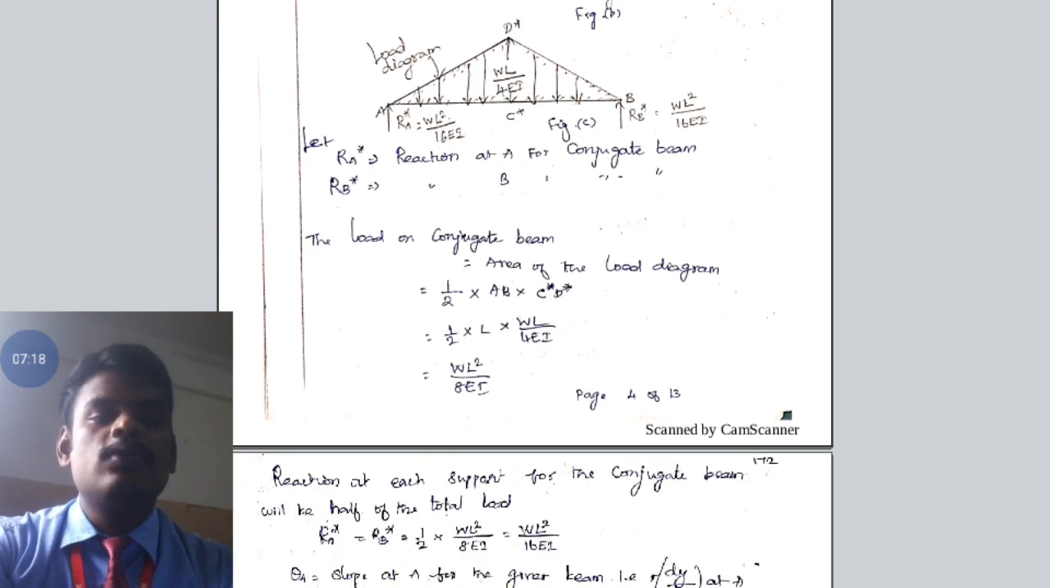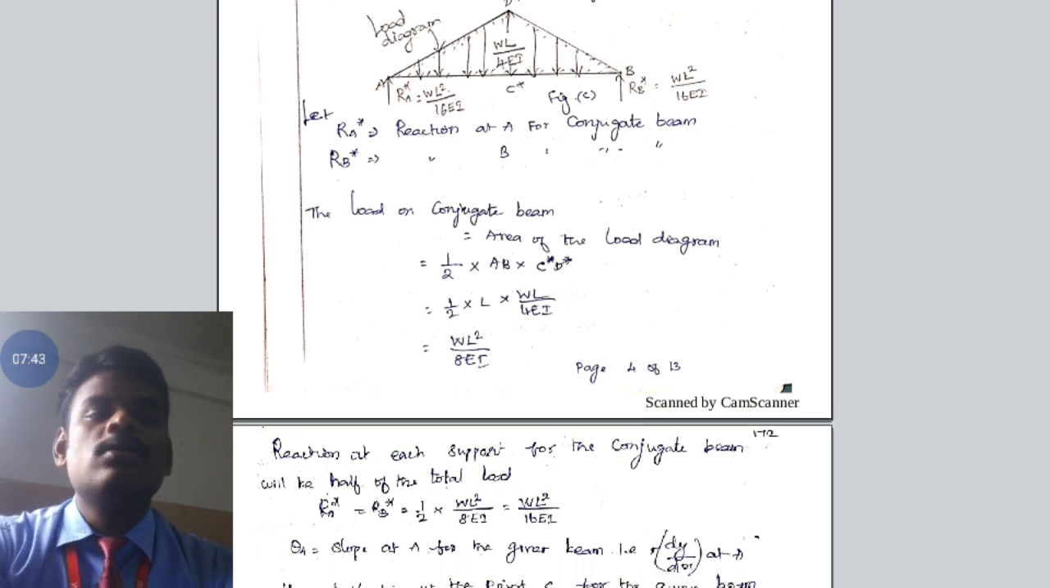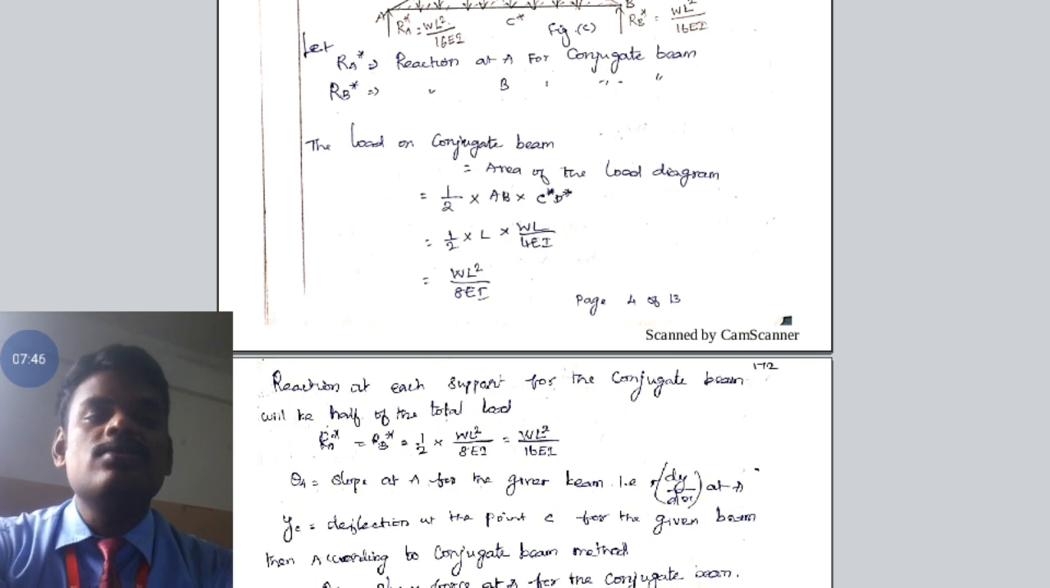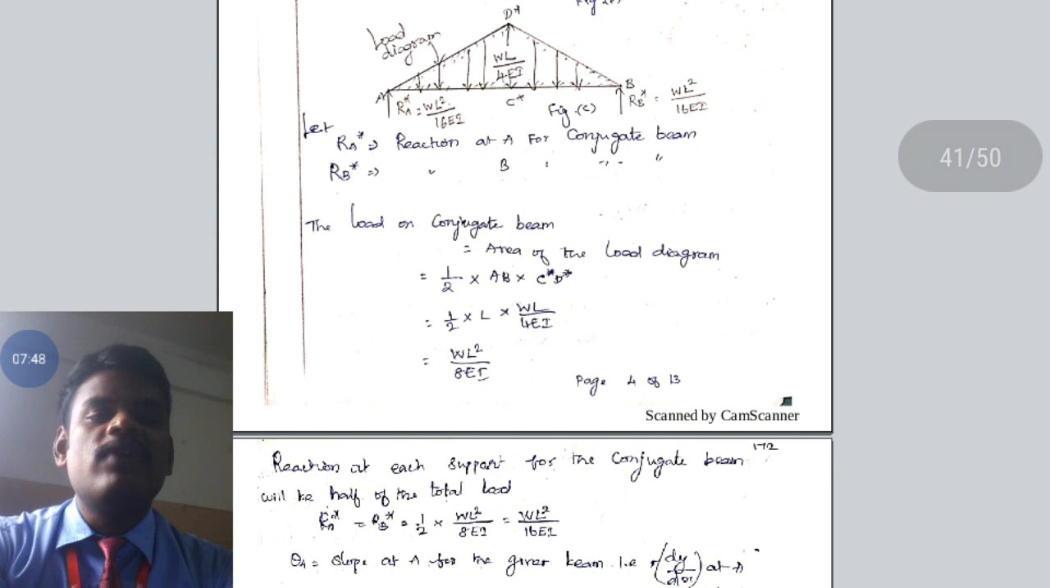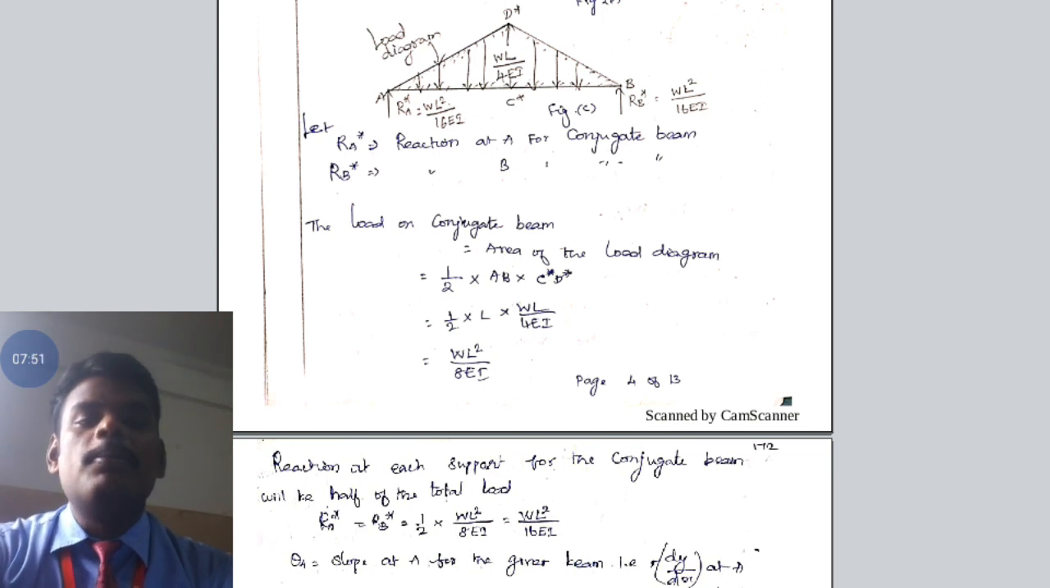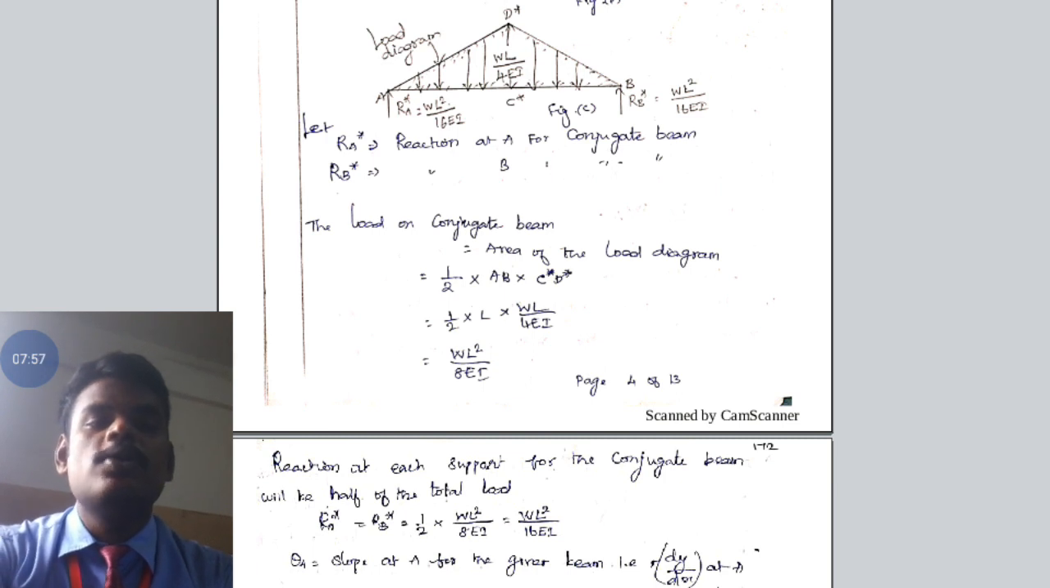So here we have to calculate the load on the conjugate beam. The load on the conjugate beam is equal to the area of the bending moment diagram. Already we have the bending moment diagram, whose area is equal to the load. So the area of the load diagram is equal to half into breadth into height. Here the total breadth is AB, and the height is C star D star. Half into total length L into C star D star. We know the loading value is WL divided by 4 EI. By multiplying these terms, we get the total load on the conjugate beam, which is equal to WL square divided by 8 EI.